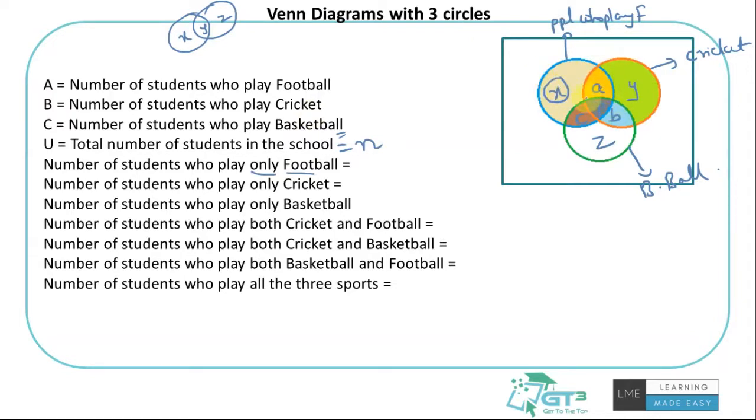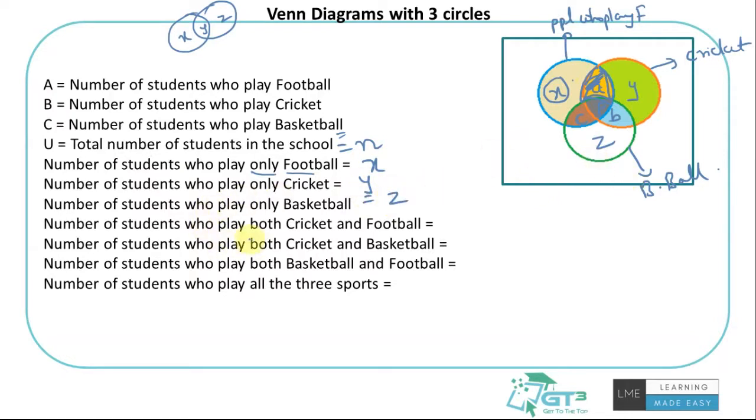So this A is this part, right? That is, this part is the overlap of football and cricket. C is the overlap of the blue and green circles and not the red circle, so that's basketball and football. And B is the overlap of cricket and basketball only, and P is the overlap of all three circles. That's basically people who play all three sports. So the number of students who play only football is X. The number of students who play only cricket is Y. The number of students who play only basketball is Z.